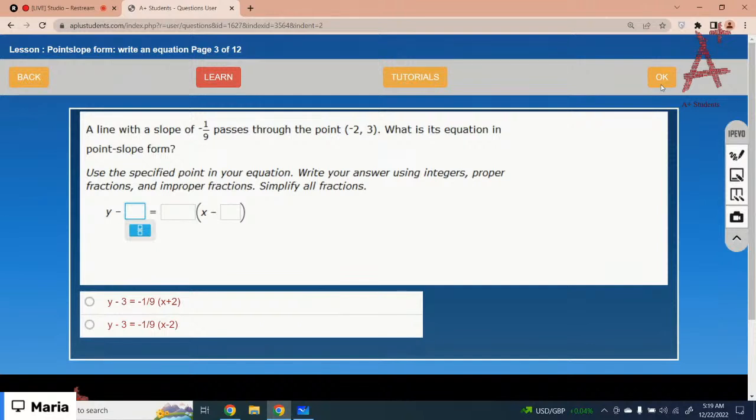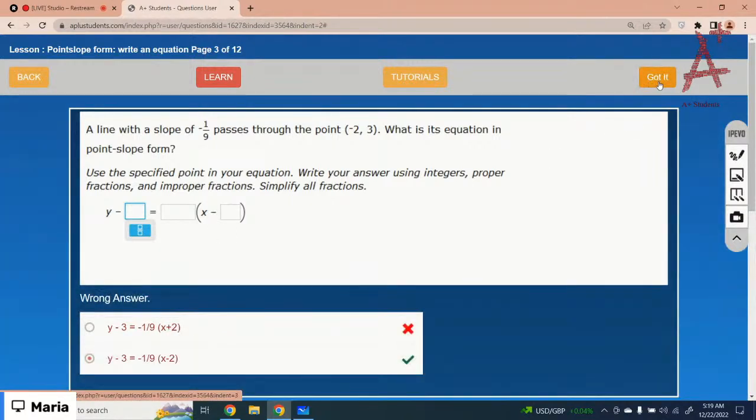It would be the first option. Got it? Because here you have negative 2, so negative and negative is positive. So the first option is the correct one. Got it? Just select the correct option, then click on the OK button.